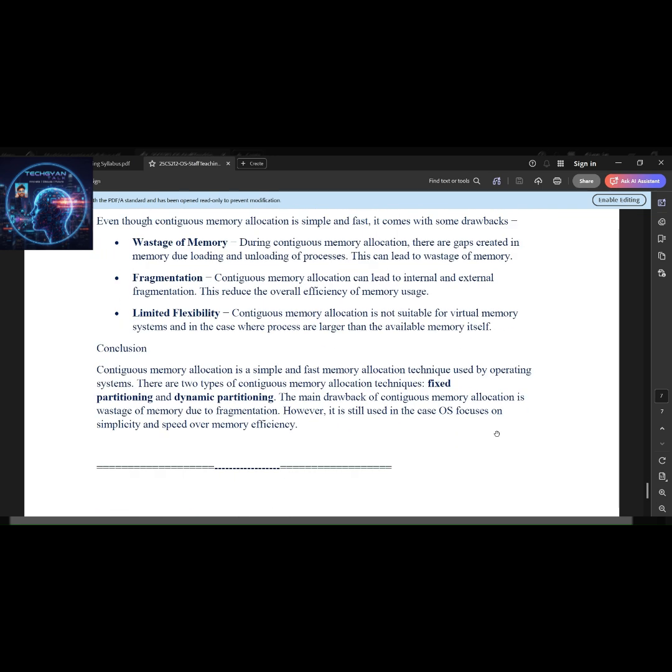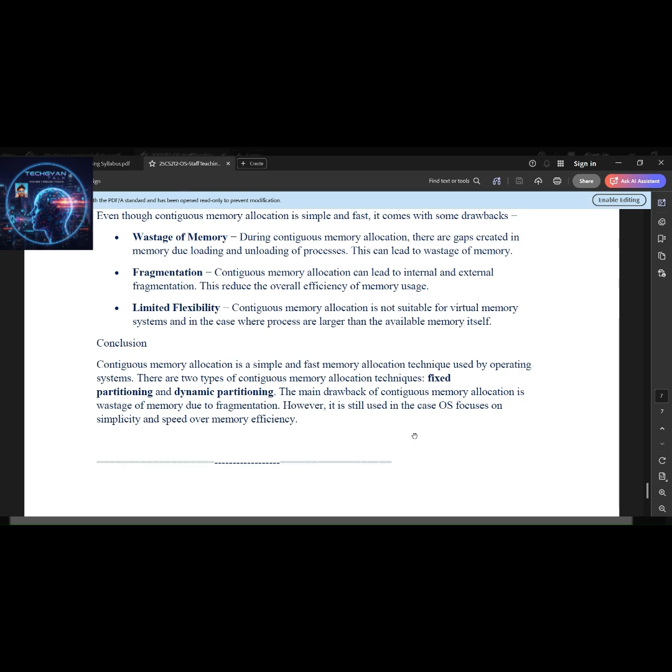So, the conclusion here is that contiguous memory allocation is a simple and fast memory allocation technique used by operating systems. There are two types of contiguous memory allocation techniques, called fixed partitioning and dynamic partitioning. The main drawback of contiguous memory allocation is wastage of memory due to fragmentation. However, it is still used where the OS focuses on simplicity and speed over memory efficiency. That's all for the topic contiguous memory allocation.